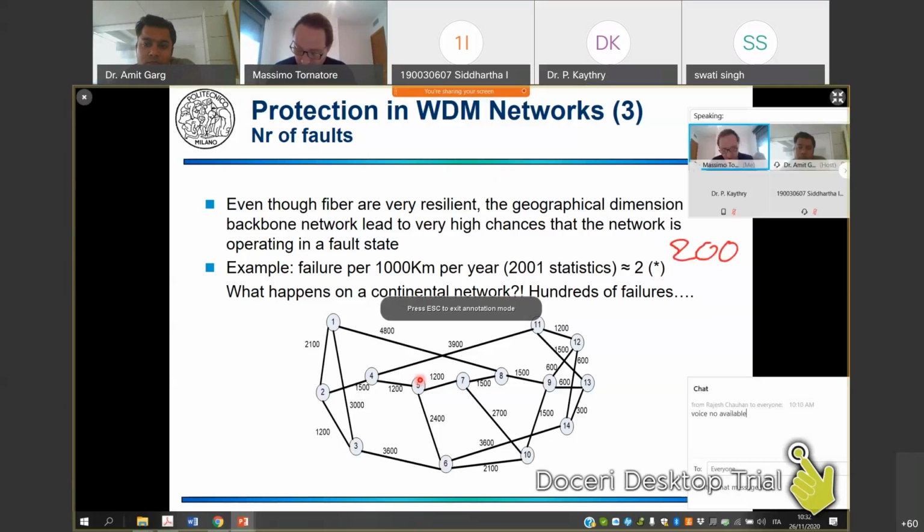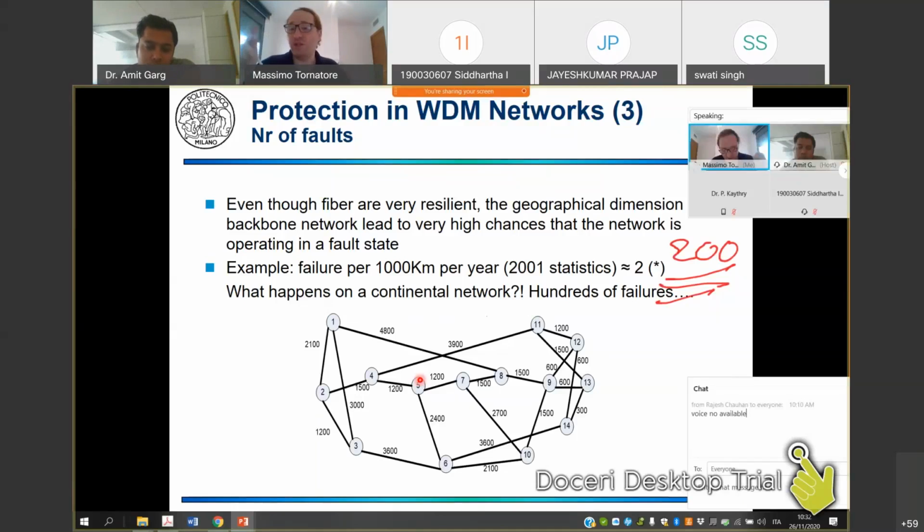200 failures per year. And since in order to fix a failure in a network, you need to send a repair crew to fix the fiber cut and so on, and it takes at least 1 day, it means that on average, 200 days of your year are going to be affected by failures, which means basically most of the time the network is broken. It's not that the network is broken sometimes. The network is most of the time broken, if not always broken. So we need to design the network in such a way that the failures are accounted for during the design.